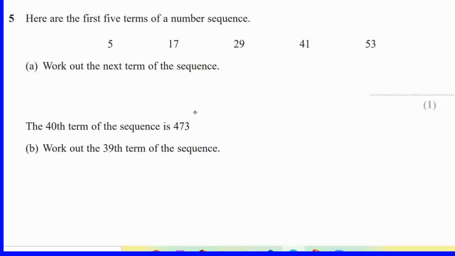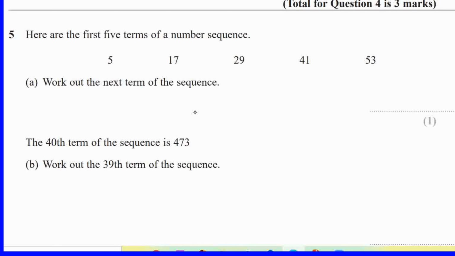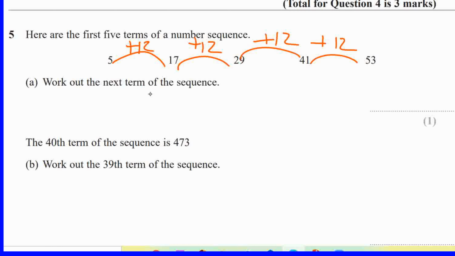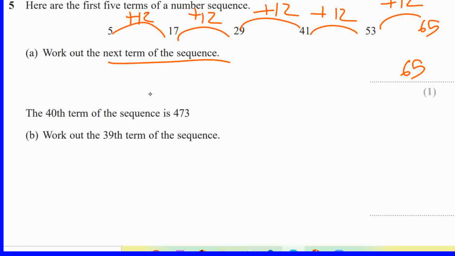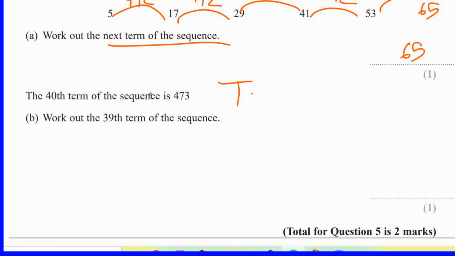Okay, next we'll see number 5. Here are the first 5 terms of the number sequence. What are the next terms of the sequence? Okay, let's see, this is plus 12, plus 12, plus 12, and plus 12. All is plus 12. The next term of the sequence is easy. This plus 12 will be 65. The 40th term, so T40, term number 40 is 473.